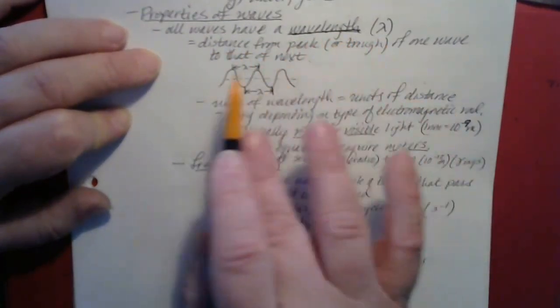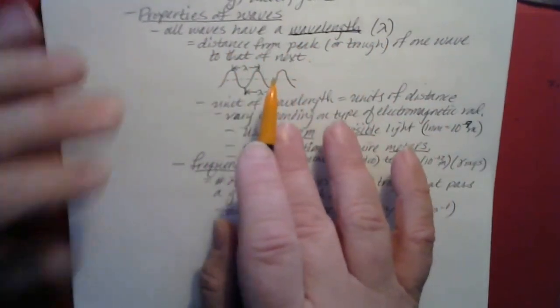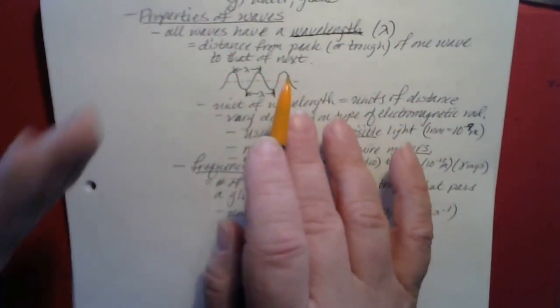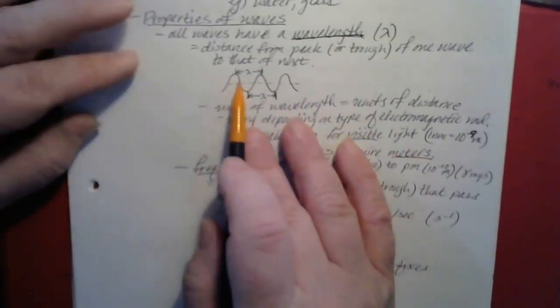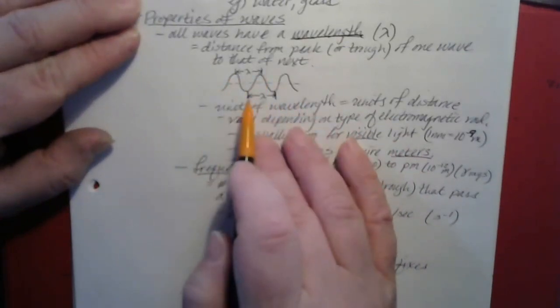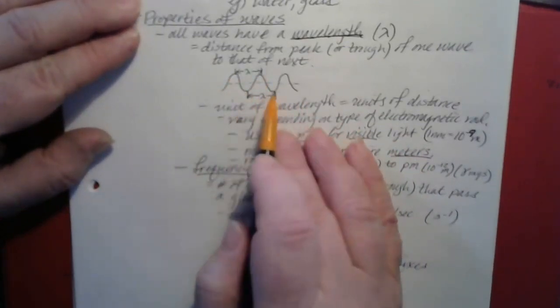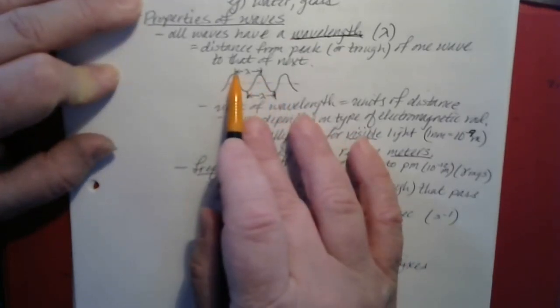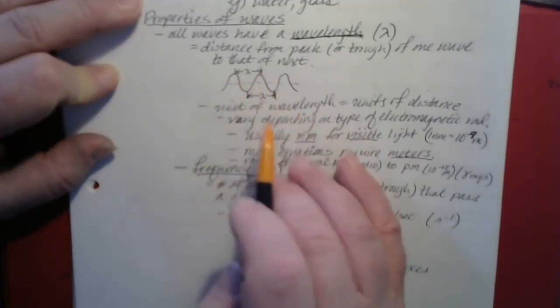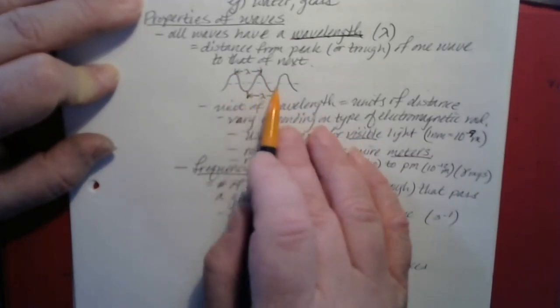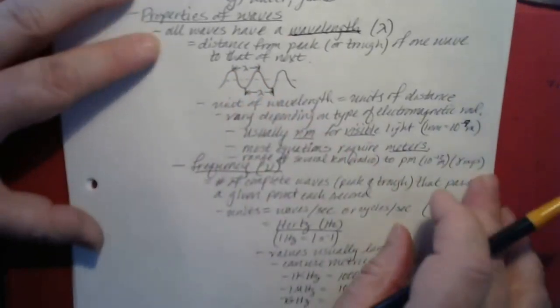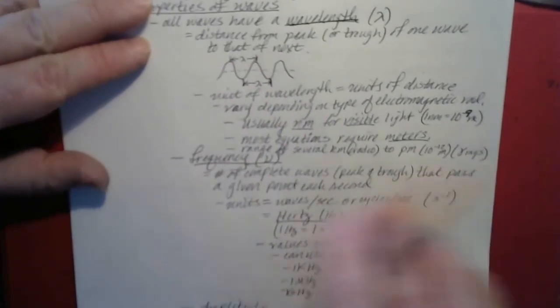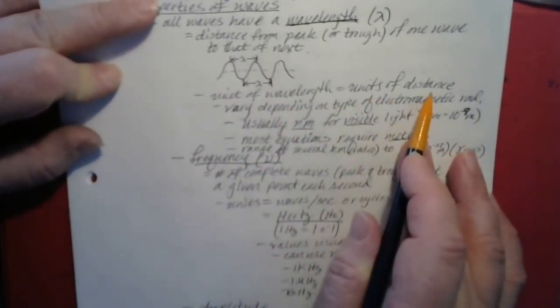A wavelength is just the distance from one part of a wave to the corresponding part of the next wave. It's usually measured either from peak to peak or trough to trough. The trough is the minimum between the peaks. So for a wavelength, you'd either measure from the peak of one wave to the peak of the next, or the trough of one wave to the trough of the next. The units for wavelength would be units of distance.